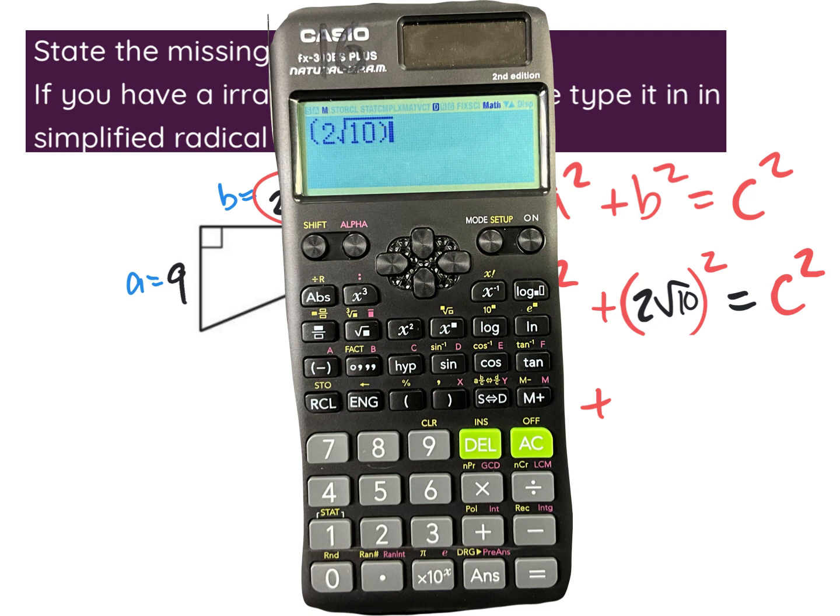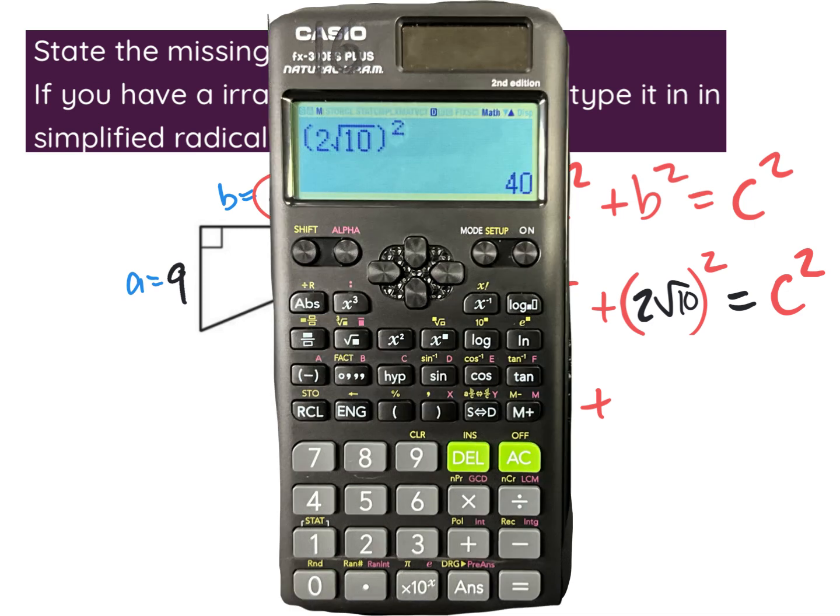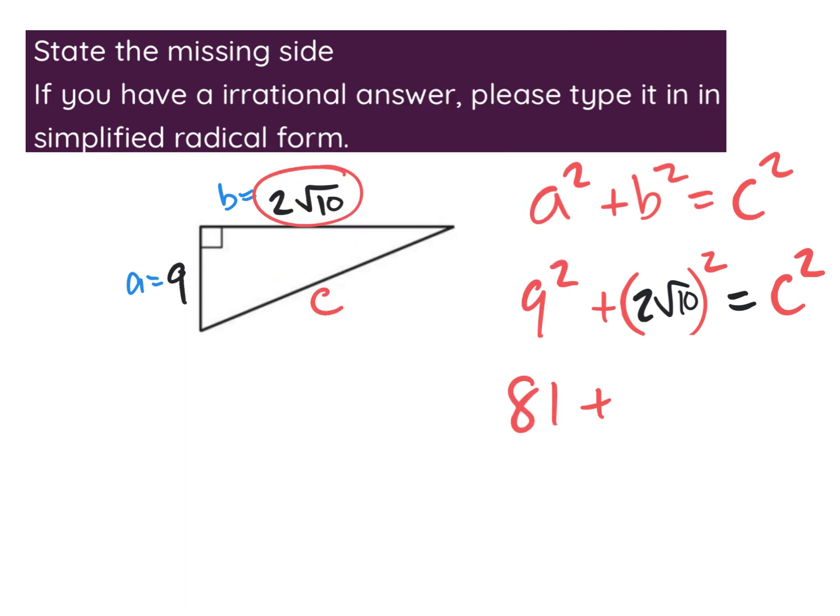So what you're going to have to do is hit this button before hitting that, all right? So you're going to type in open parenthesis, 2, square root button, 10, and then hit the side arrow to get out of the radical because it's still inside the square root. Then I could close the parenthesis, then I could hit the power of 2, and then it gives me the nice answer 40. So we have a 40 right here, equals C squared.